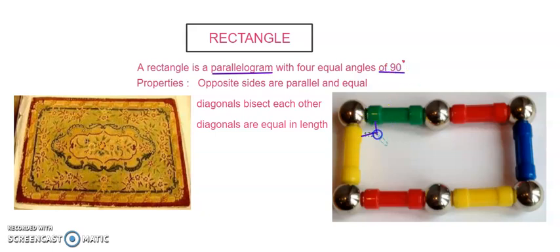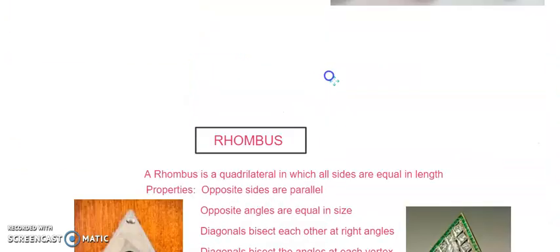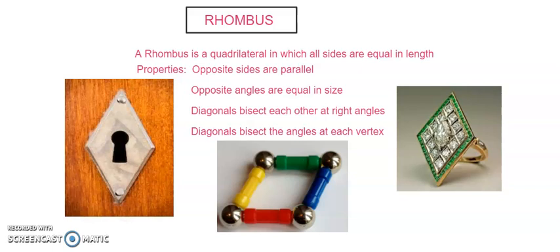You can see these angles are 90 in the rectangle. So opposite sides are parallel and equal for a rectangle. Diagonals bisect each other and diagonals are equal in length. These are the 3 properties. Again, diagonals bisect each other, diagonals are equal in length and opposite sides are parallel and equal. Next is a rhombus. A rhombus is a quadrilateral in which all the sides are equal in length.